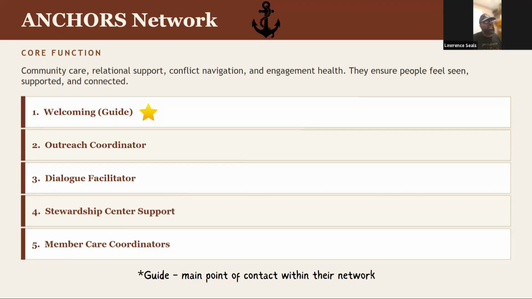All right. And lastly, we have our anchors network. And this network is very important. This is the community care, relational support, conflict navigation, and engagement health, right? They ensure people feel seen, supported, and connected. This was something that we really had to add in because people were slipping through the cracks. They were not getting checked on. And this is something that I believe is the heartbeat of the community, right?